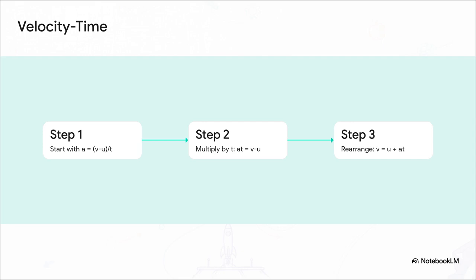A equals final velocity, v, minus initial velocity, u, all divided by time, t. Multiply both sides by t, and you get at equals v minus u. Rearrange that by moving u over, and boom, our first fundamental equation, v equals u plus at. It tells us exactly how fast something will go after a certain amount of time, assuming constant acceleration.